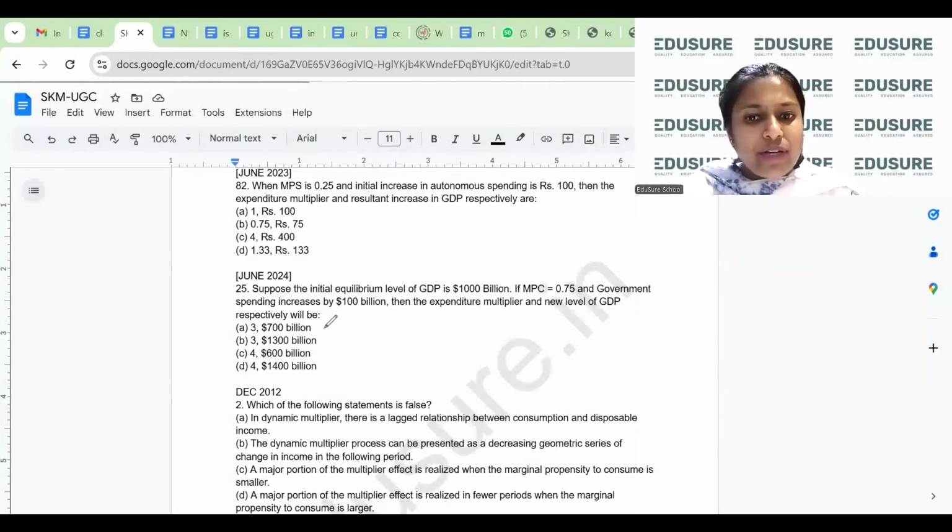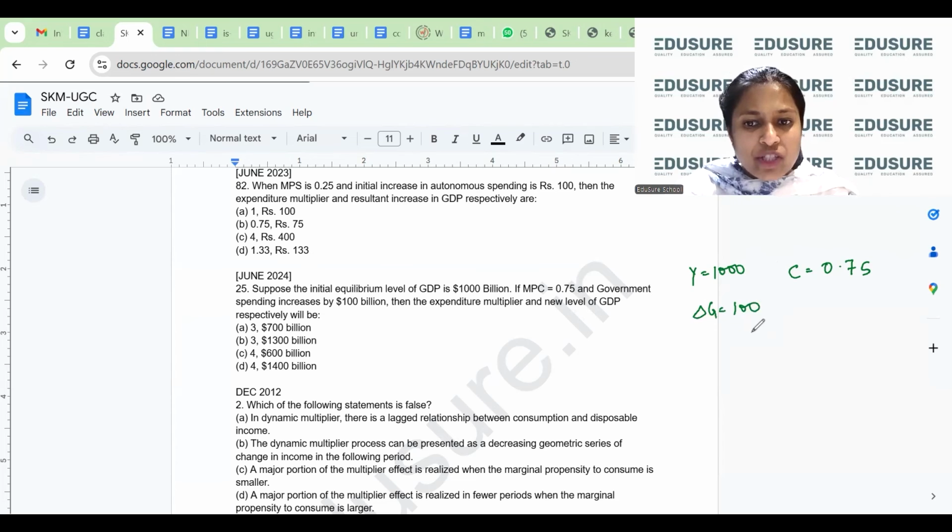June 2024 had a similar question. Suppose the initial equilibrium GDP is 1000. So Y is already given to us as 1000. MPC is 0.75, so small c is 0.75. Government spending increases by 100. So change in G is equal to 100.